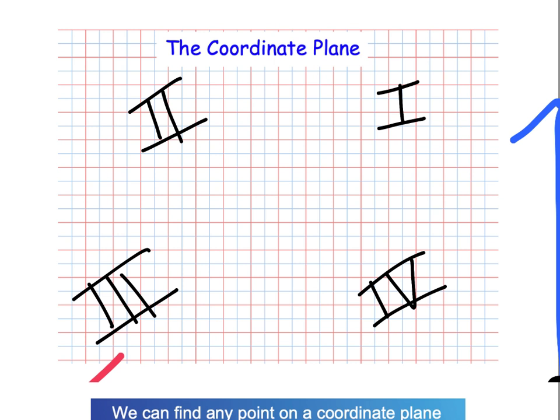A little trick to help you remember which way the quadrants go because they're going so weird. I use this idea of the letter C in coordinate, and so if you think of making a C for coordinate plane, it kind of tells you the direction in which the Roman numerals are written.